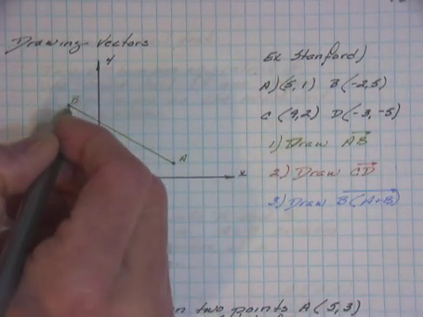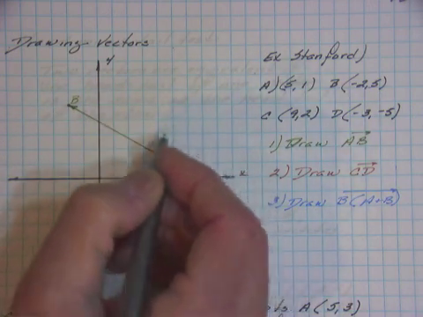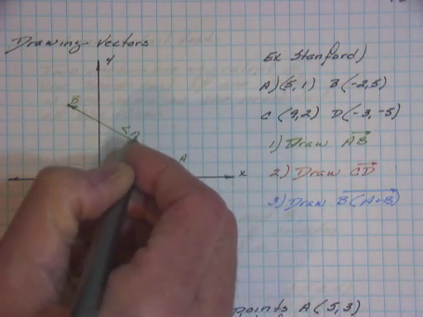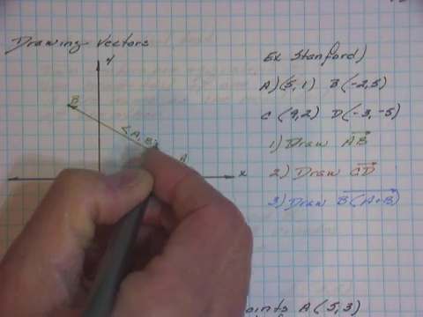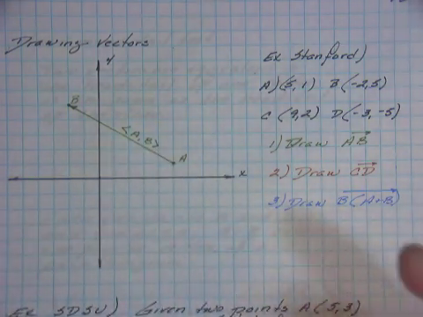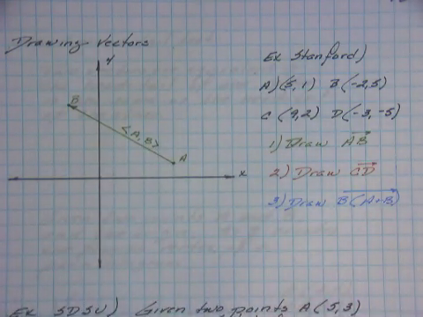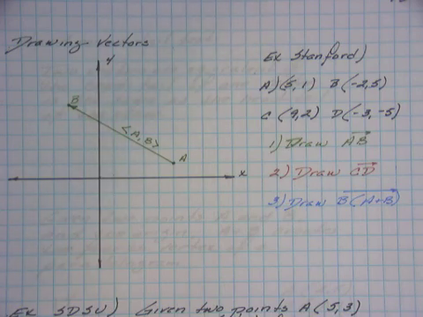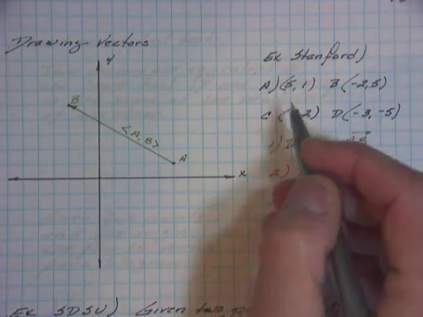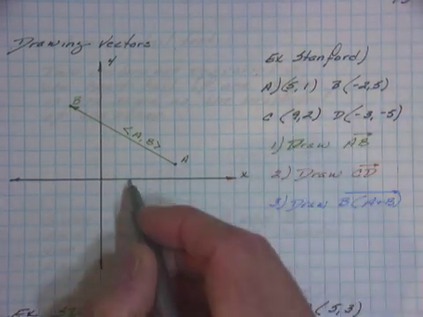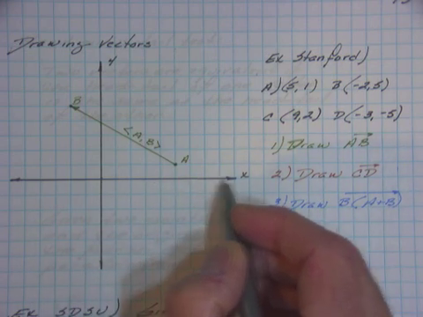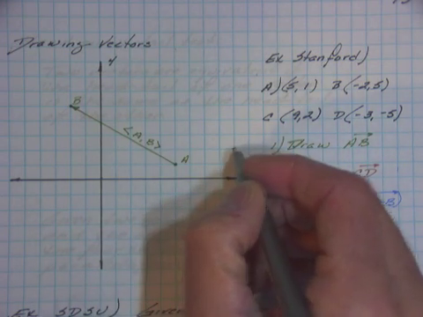So here's B. Okay, now you have to distinguish what's the head and what's the tail. A is the tail and B is the head. So the arrow goes down here. What you have now is vector AB.